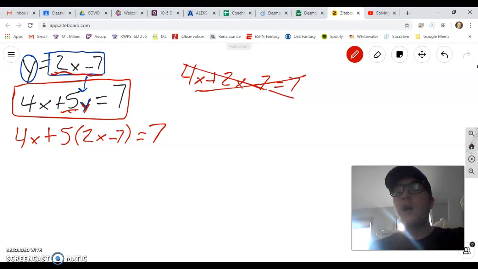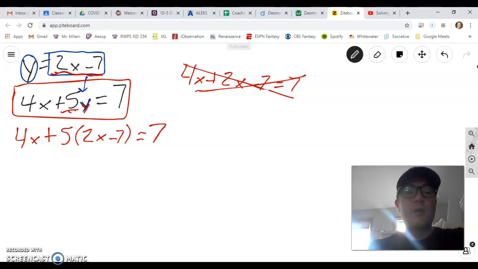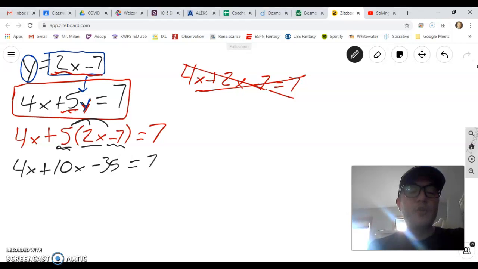Once you're there, again, this is a situation you've done before. We have to distribute the 5 right away because we have to get all that grouping undone. So the 4x is unchanged. 5 times 2x is going to be a positive 10x because they're all positive. And then 5 times a negative 7, when we distribute that 5 to the second piece, is going to be minus 35. So what you should be looking at right now is 4x plus 10x minus 35 equals 7.